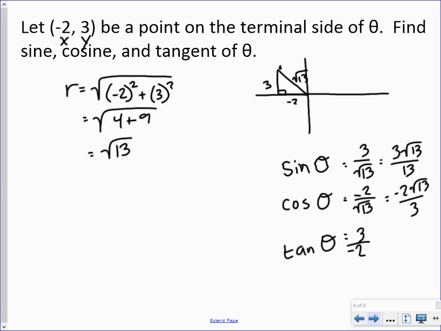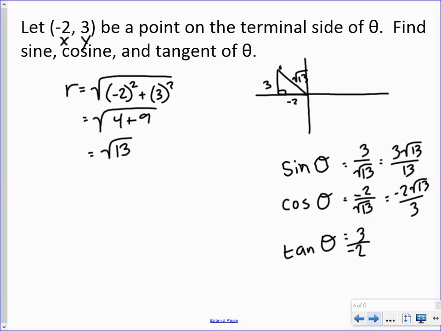So if you prefer a more visual approach, certainly draw that triangle. I like that for the first few problems that I do, just so that I remember why those rules are what they are. Y over r, x over r, y over x. And that works in all the quadrants.